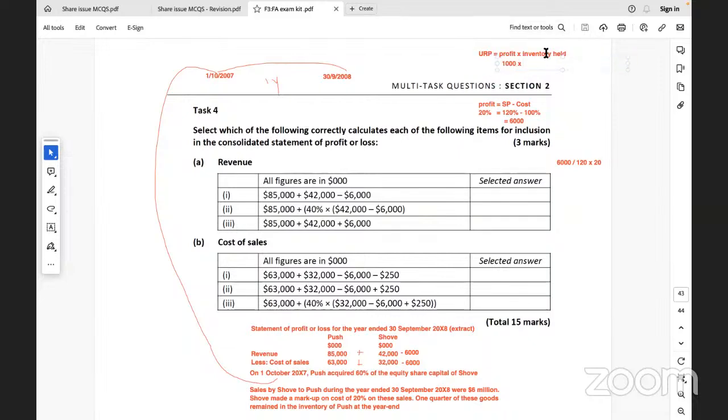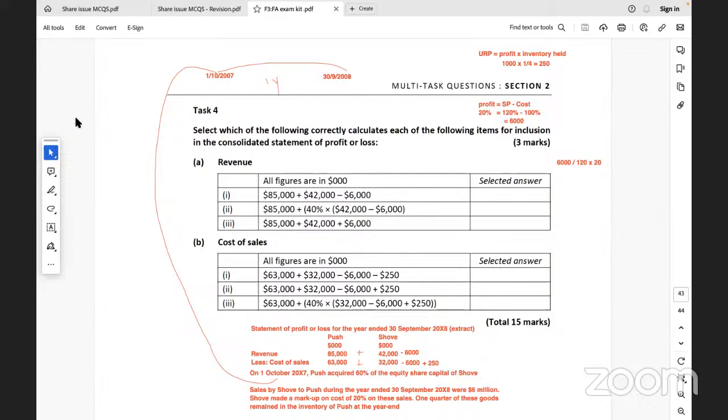Multiply this one by inventory held. So how much is the inventory held? One quarter is remaining. So 1000 times one quarter will be 250. Now I have explained very clearly, when you get the URP, you have to add it to cost of sales. So go to cost of sales and add plus 250 over here. This is what you need to do. Done. Once again, Umayma, the second one answer is also correct.